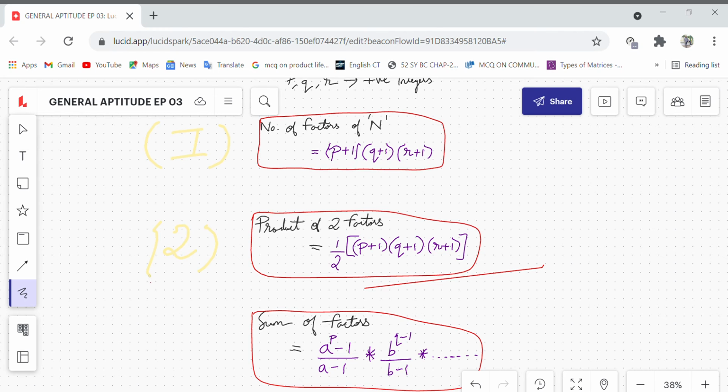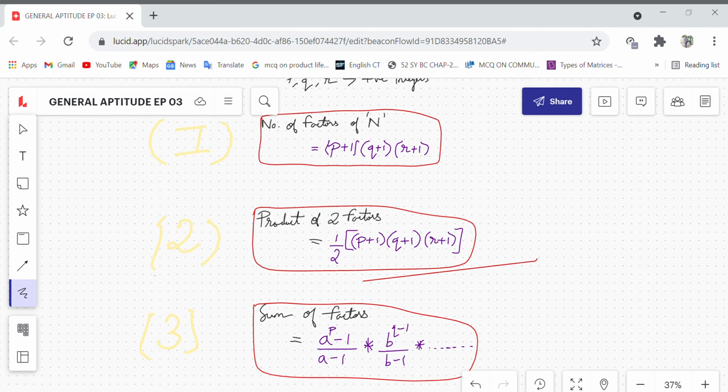Then the third one, the sum of the factors, can be found out by a to the power p minus 1 divided by a minus 1, into b to the power q minus 1 divided by b minus 1. Now you can take a screenshot. Taken. Okay, now let's move on to our questions.